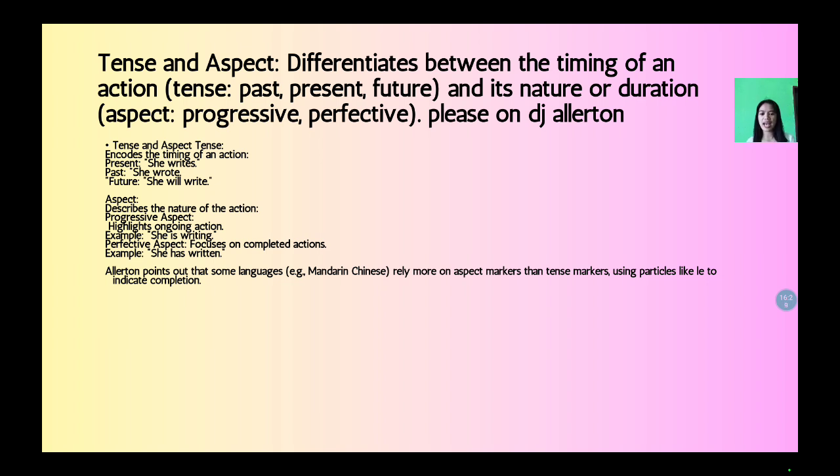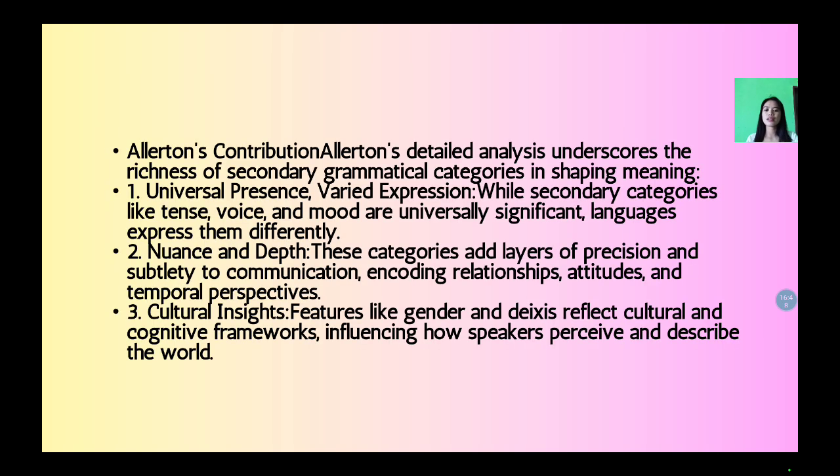The perfective aspect focuses on completed action. Example, she has written. Allerton points out that some languages, for example Mandarin Chinese, rely more on aspect markers than tense markers, using particles to indicate completion. So Allerton's detailed analysis underscores the richness of secondary grammatical categories in shaping meaning.